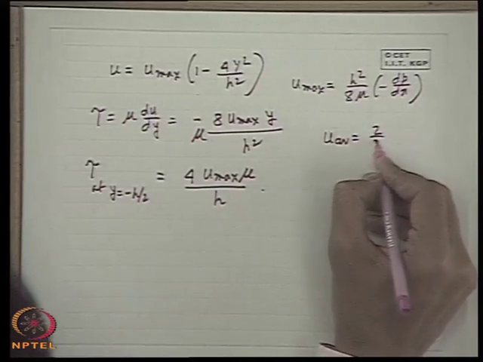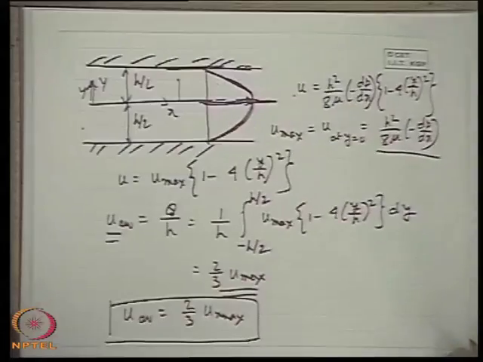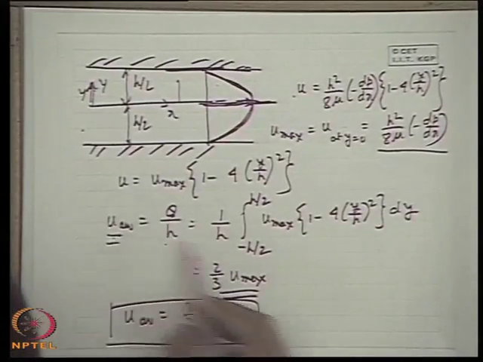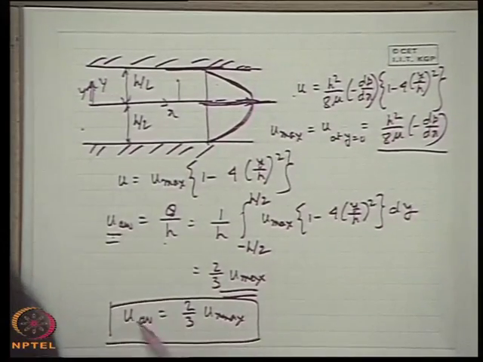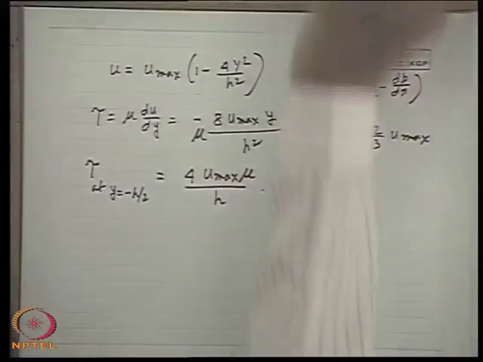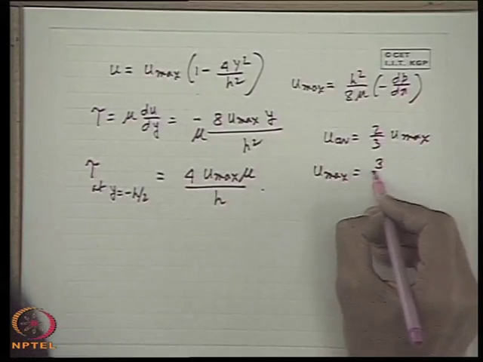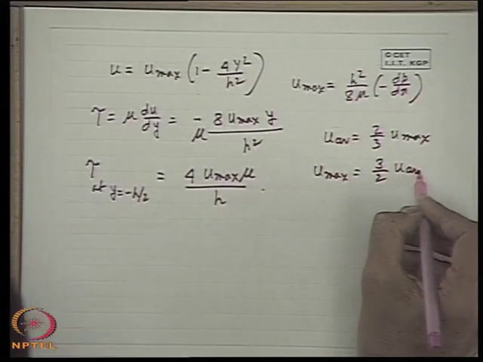Now, we have already developed an expression with u average and u max, that u average is equal to 2/3 u max. From integration of this, u average is q by h, 2/3 u max. So, u average is 2/3 u max. So, u max is equal to 3 by 2 u average.